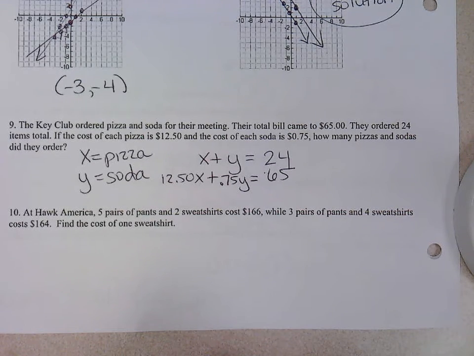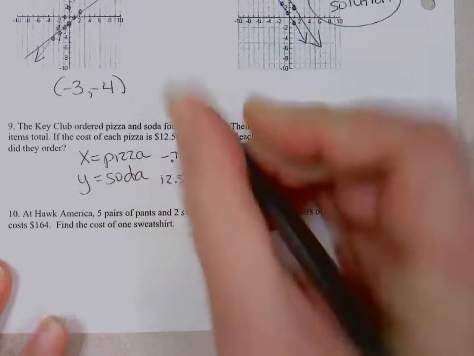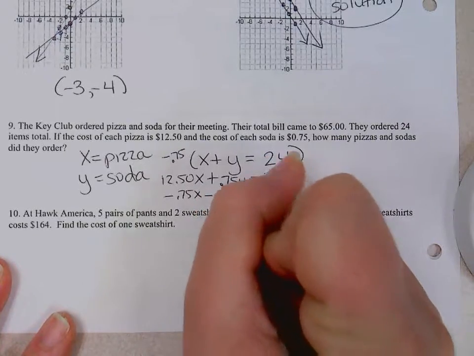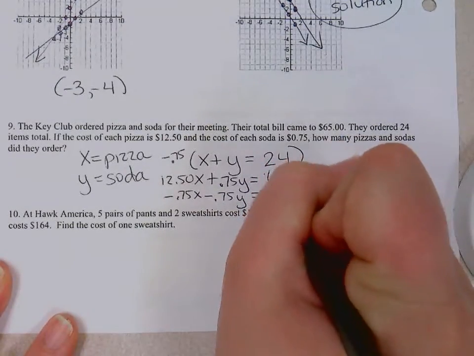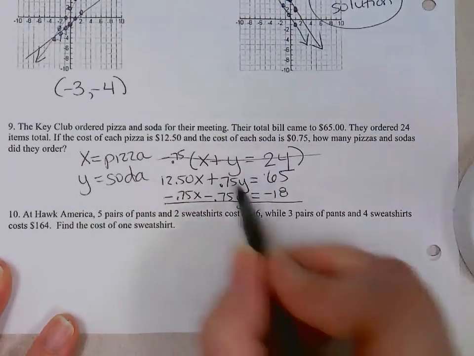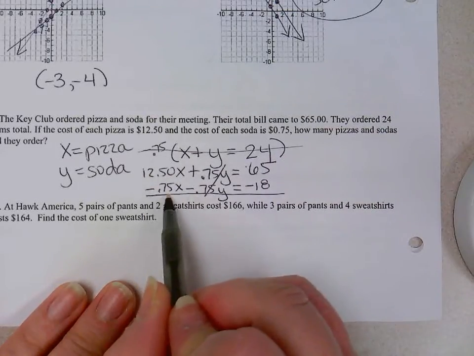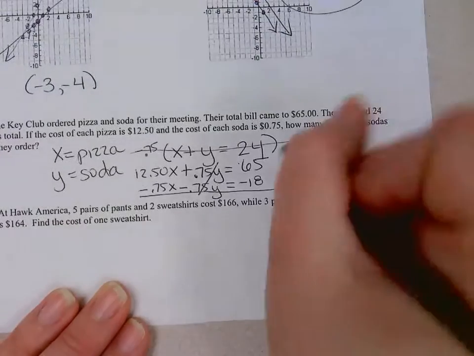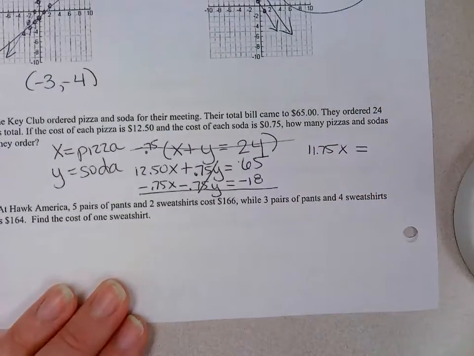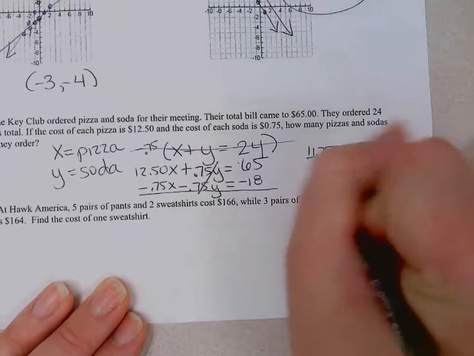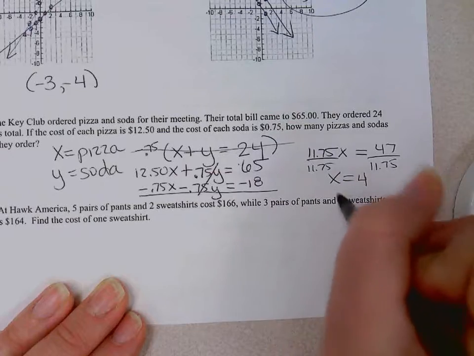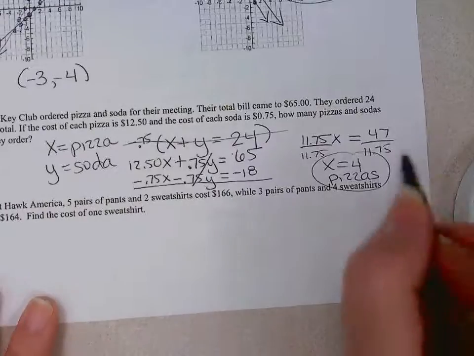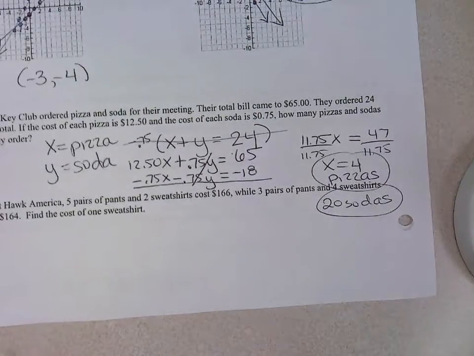I'm going to multiply the top equation through by negative 0.75. So I would have negative 0.75x minus 0.75y equals 24 times negative 0.75 is negative 18. And now I can add the bottom two equations together. So $12.50 minus 75 cents is $11.75 x equals 65 minus 18, 47. Divided by 11.75, x has to be 4. So that is 4 pizzas, and then I would have the difference in sodas. So I must have 20 sodas because I remember I had 24 items total.